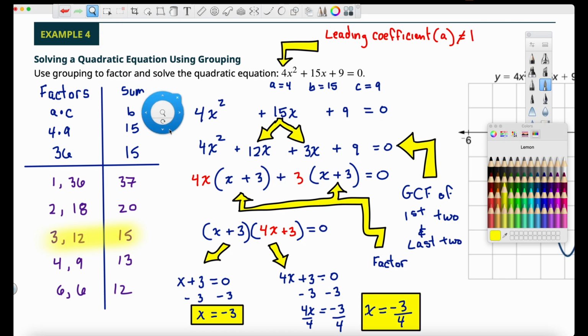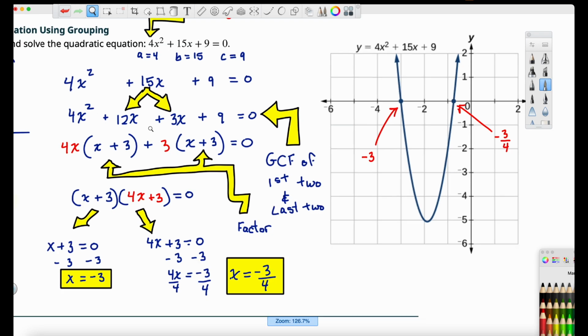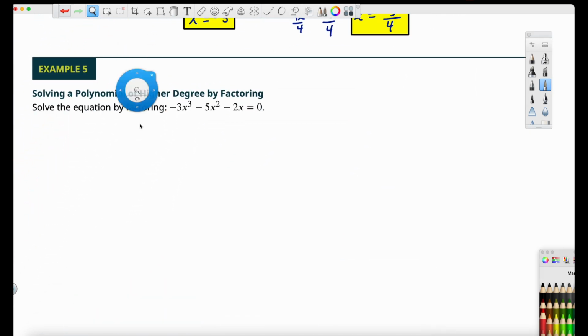So I got the graph of this quadratic just to show you right here, and you can see the x-intercepts are the solutions. So we have -3 and -3/4. It's hard to see the -3/4, but that's approximately where it is. And those are our solutions for that one.